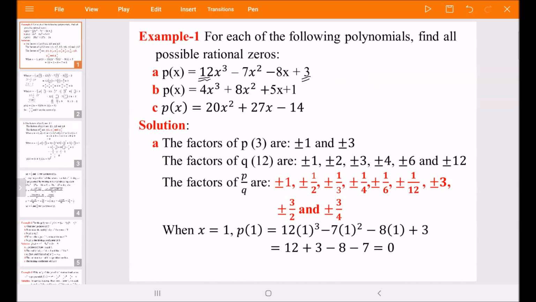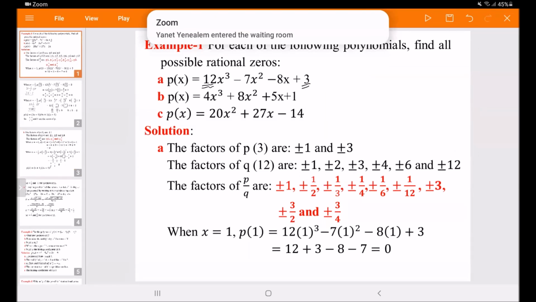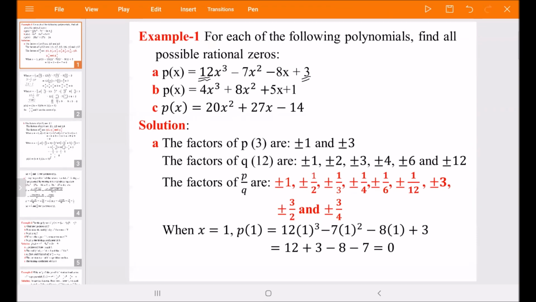For the third example, P of x is equal to 20x squared plus 27x minus 14. Actually, we can find the zeros of this polynomial in two different ways. One is, because it is a degree 2 polynomial, we can treat this problem using the general quadratic formula, or we can use the content of the rational root test theorem.